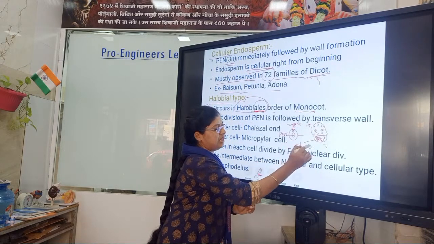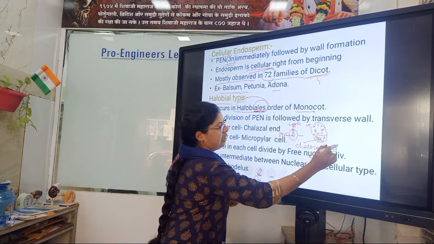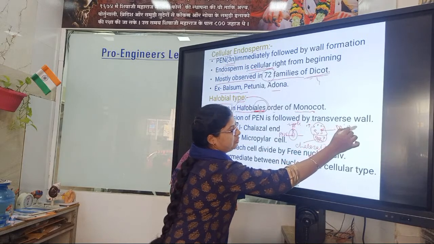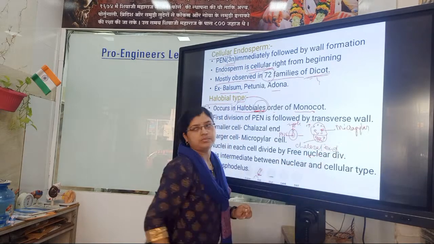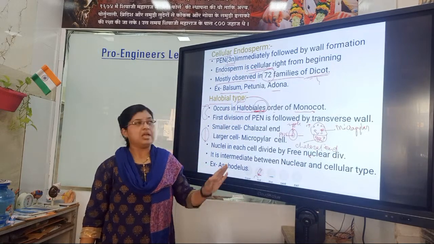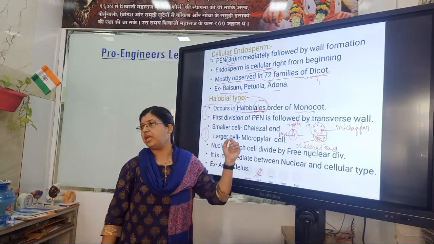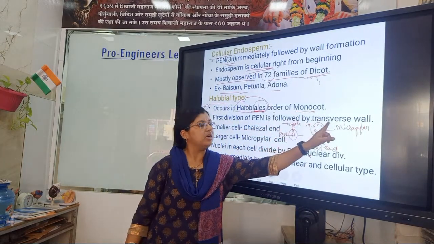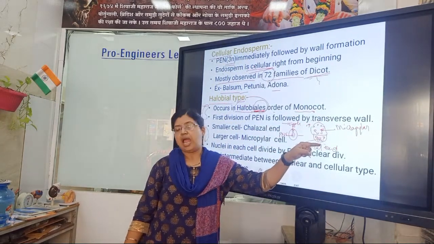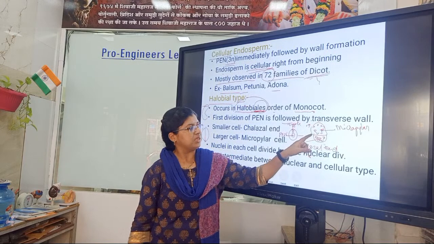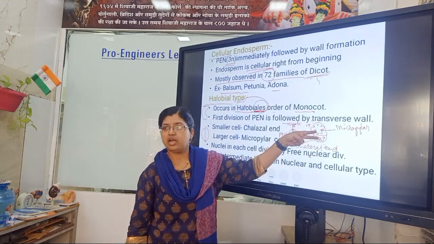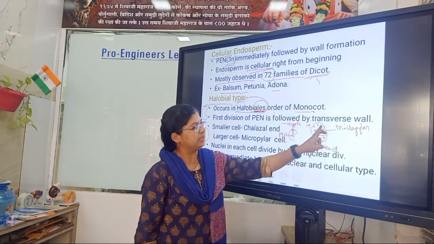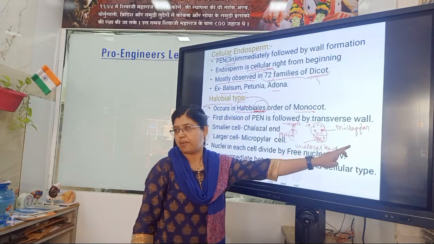This is at the chalazial end, and this is at the micropylar end. Clear? What happens in helobial? The primary endosperm nucleus divides, followed by transverse wall formation. Because of this wall formation, the cell gets divided unequally. The smaller cell is called the chalazal end, and the larger cell is called the micropylar end.